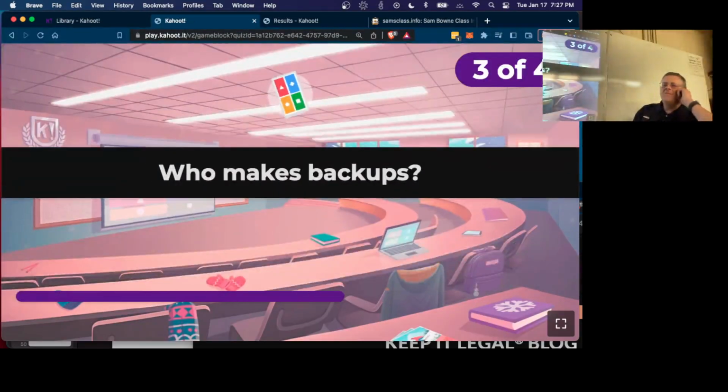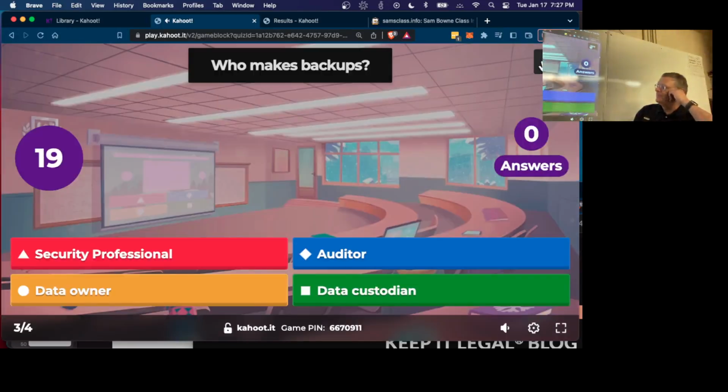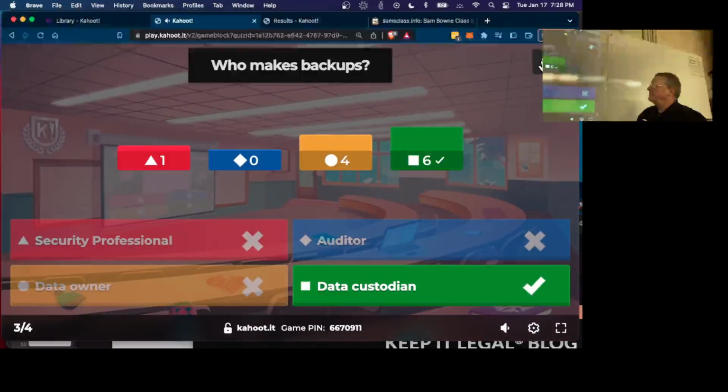All right, who makes backups? The custodian is the one that actually does the work, making the backup. The owner will set policies and such about how often it should be done and things like that.